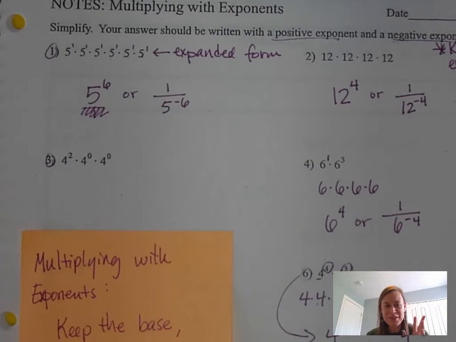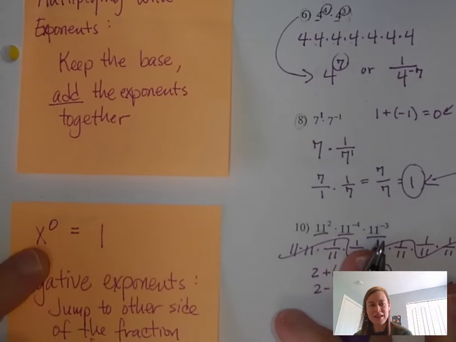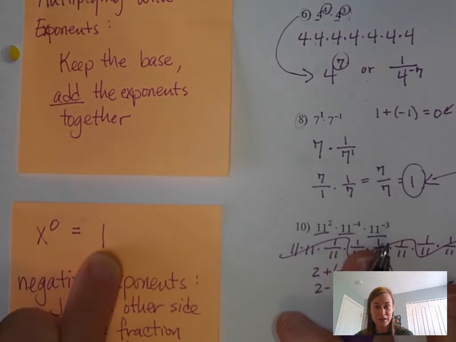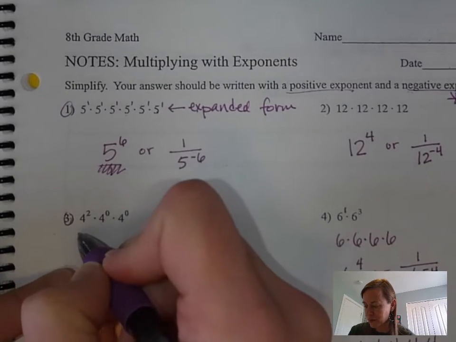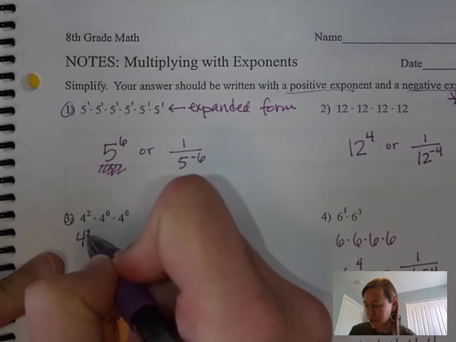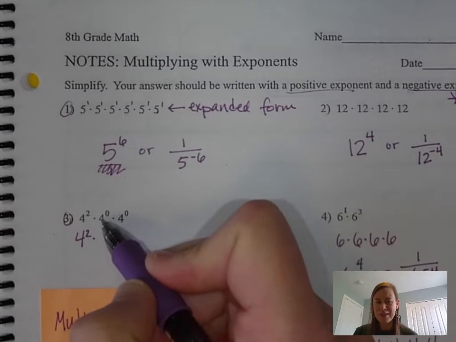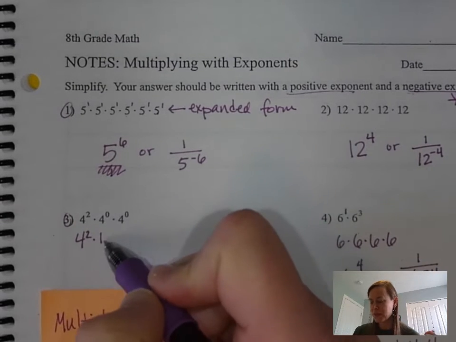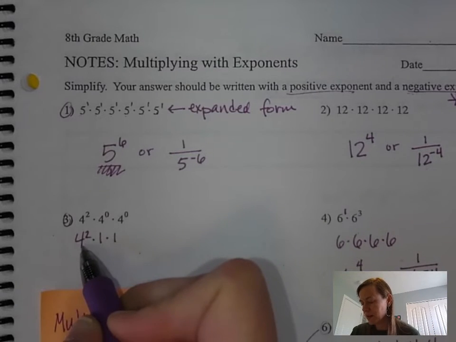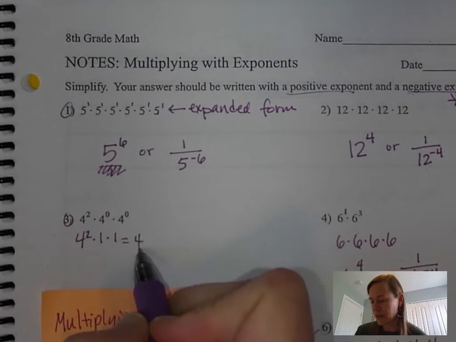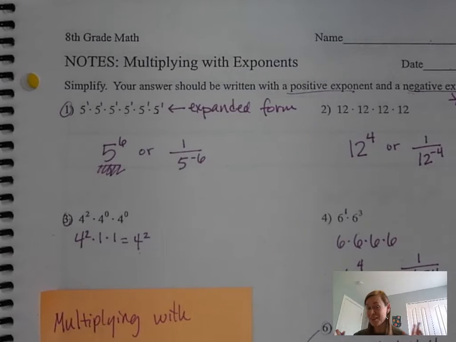Okay, so now with the zeros, you know that anything to the 0 power equals 1. So there's a couple different ways of looking at this. You could go ahead and say 4 to the 0, I'm going to just recopy this problem. 4 squared times, well 4 to the 0, that just equals 1, so I'm just going to put a 1. Times another 4 to the 0, that equals 1. Okay, so 4 squared times 1 is just going to equal 4 squared. You can think of it that way.